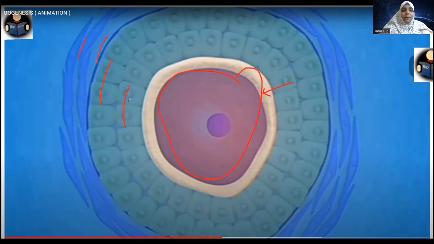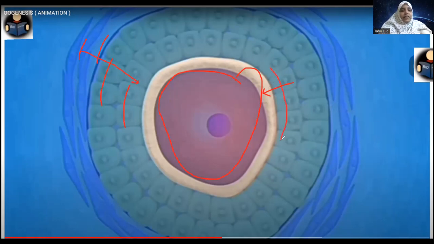Some are protective in nature, some will help in the fertilization process. When the sperm is trying to gain entry, what are the different changes that will take place? These membranes have roles in that. Unka a specific function hai. So this layer is the zona pellucida.